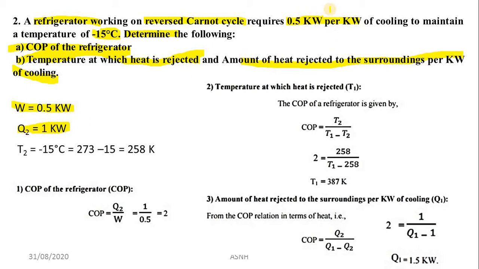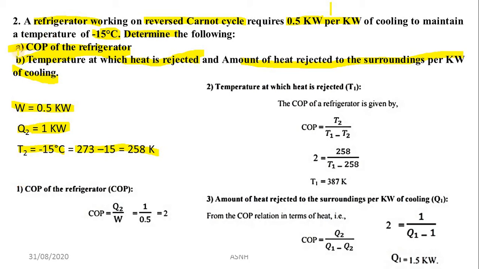We can take that as the value of Q2, because here they mention per kilowatt. Then the next is T2, the refrigerator temperature, which is around minus 15 degrees Celsius. I just converted it into Kelvin by adding 273.